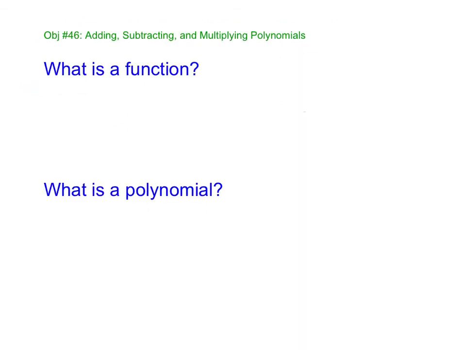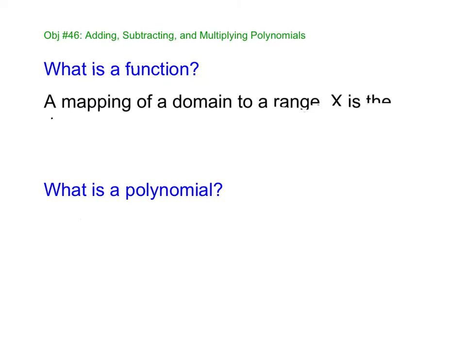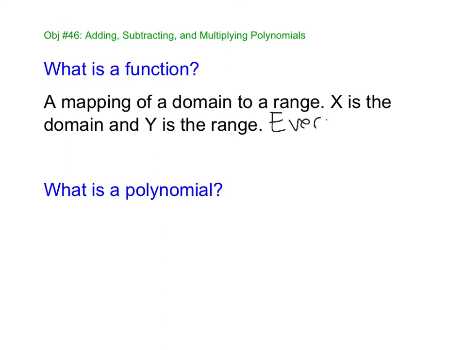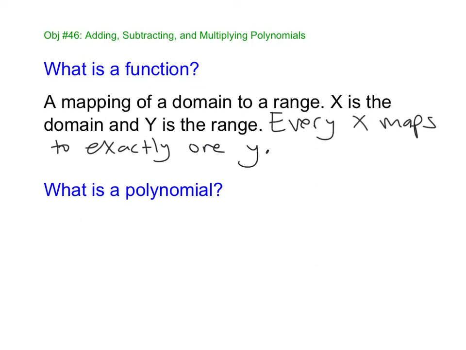Okay, what is a function? I actually wrote this wrong, so I'm going to have to add to it. A function is a mapping of a domain to a range. x is the domain and y is the range. And then I forgot to include every x maps to exactly one y. Right. So every x maps to exactly one y.